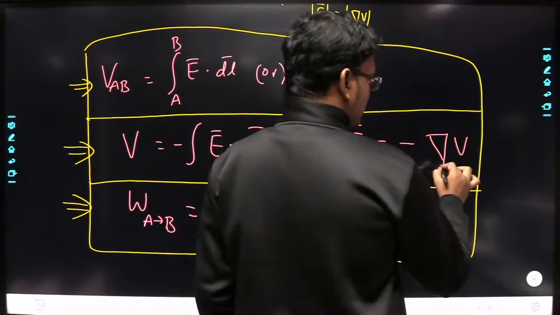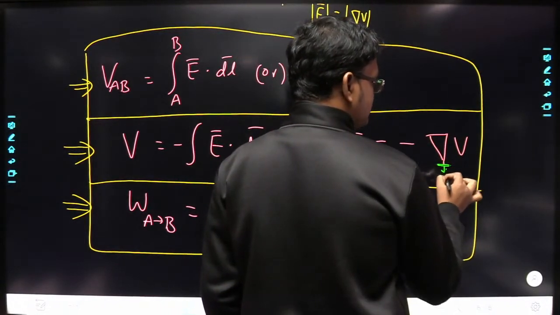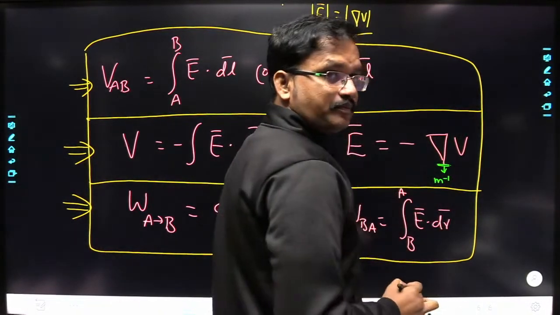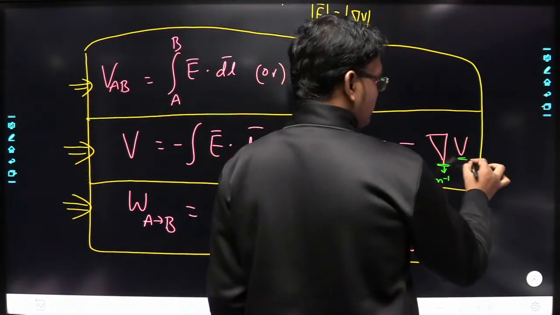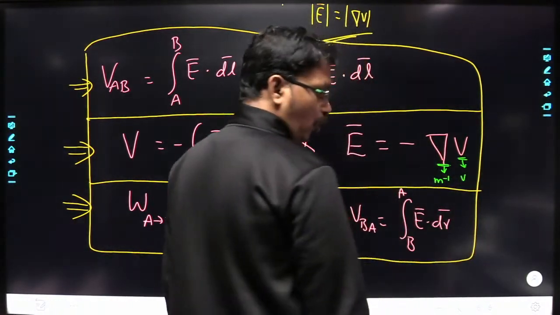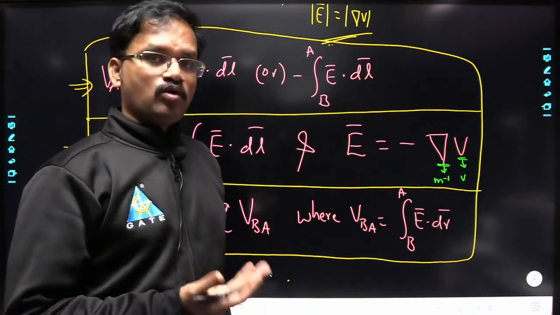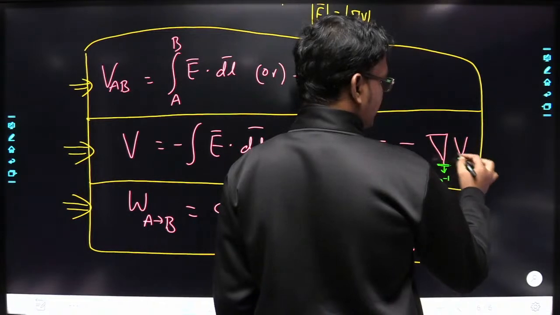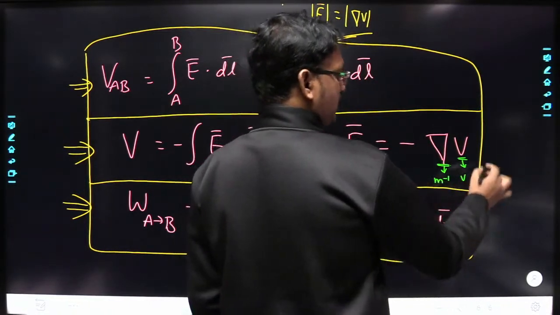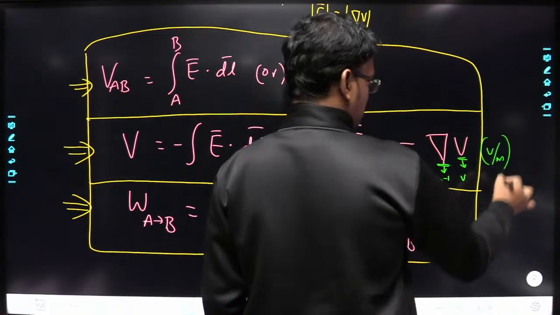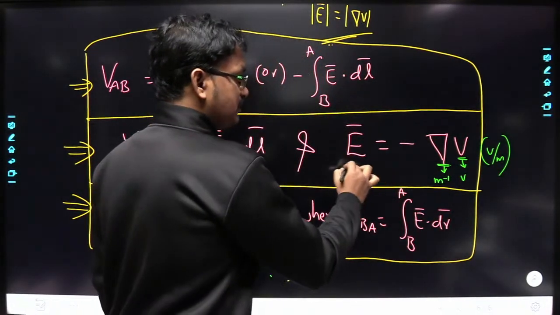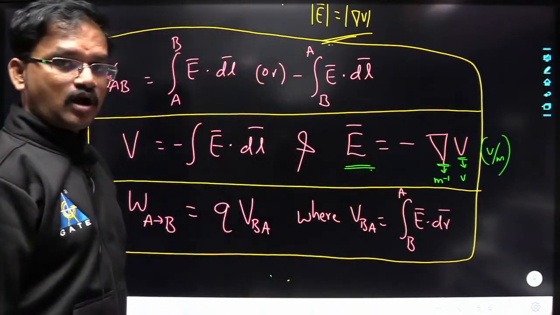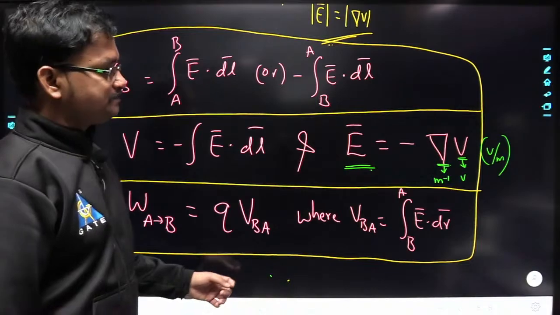Now one more thing I want to specify here: what are the units of electric field? We know the units of del is per meter, or meter inverse. The units of potential is volt, or joule per coulomb. So what are the units of gradient of V? The units are volt per meter. Yes or no? So the units of electric field we can write as volt per meter also. Understood?